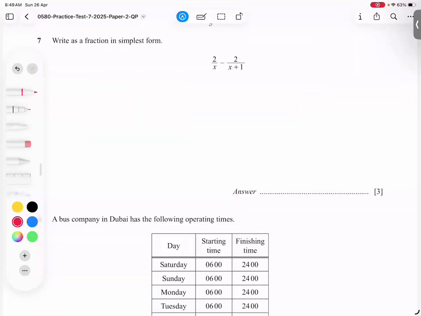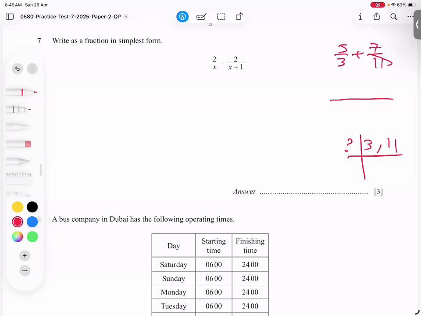Question number 7, he's asking to write as a fraction in simplest form. So student, what to do? Let me tell you. 5 over 3 plus 7 over 11. When I cannot divide by one common factor, for example these numbers, can I divide by a common factor? The answer is no. When no, then the product of them is the LCM. So 3 into 11, 11 multiplied with the 5, and this multiplied there is called the butterfly method.